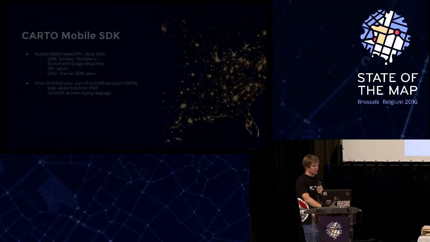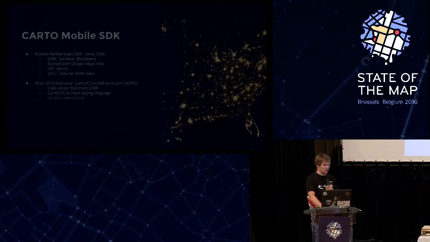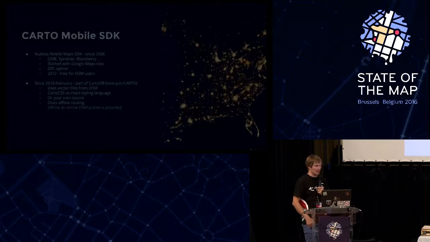We're using CartoCSS as styling language, and you can use even your own sources. You don't need to use OpenStreetMap if that's not enough. Maybe your own private OpenStreetMap server. Also, we do offline routing, and we provide online and offline OpenStreetMap planets. So that's all bundled. And it works in 2.5D, in 3D, in 2D.